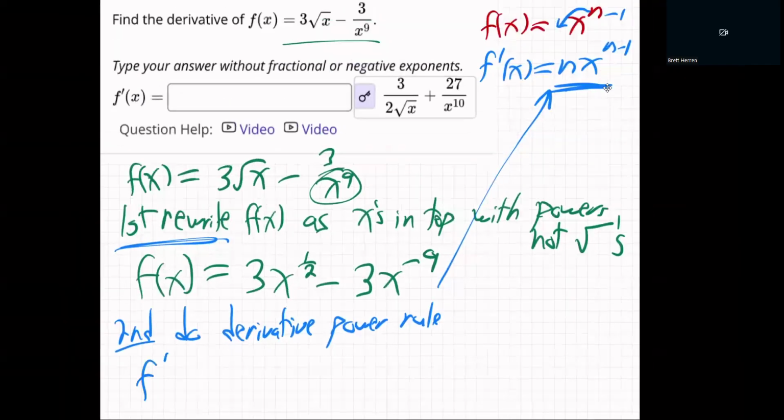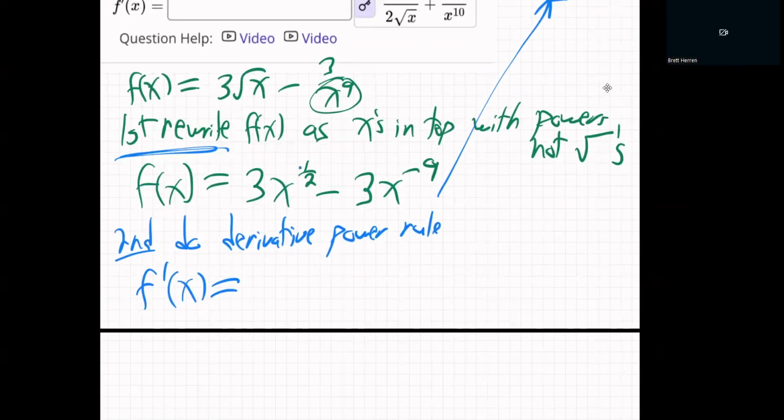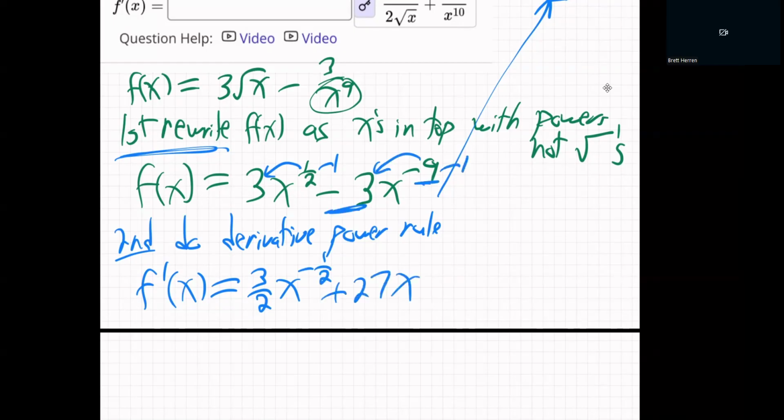So f prime of x equals, so I'm going to take this half, it's going to multiply the front. So that'll be 3 halves and do what? Subtract 1. So a half take away 1 is minus a half. And then this will multiply. Negative 3 times negative 9 is plus 27. And subtract 1, that'll be minus 10. So I just did the derivative power rule. I just took the powers, multiplied the front, subtracted 1.